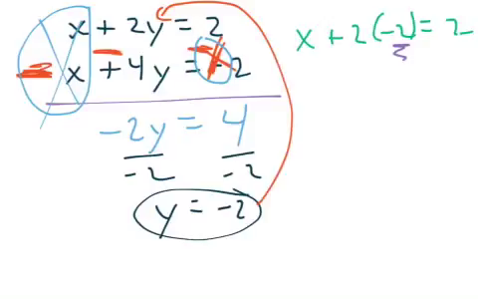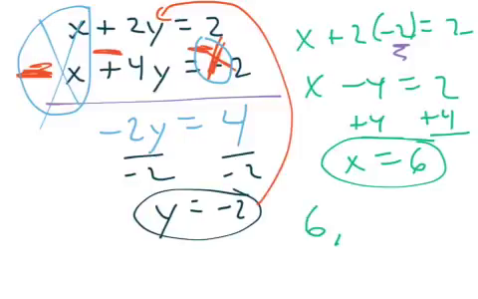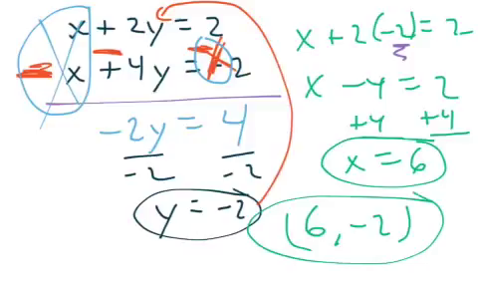So that means x minus 4 equals 2. Adding 4 to both sides, x equals 6. And our solution is x is 6, y is negative 2. So again, pause the video before we move on to our last problem.